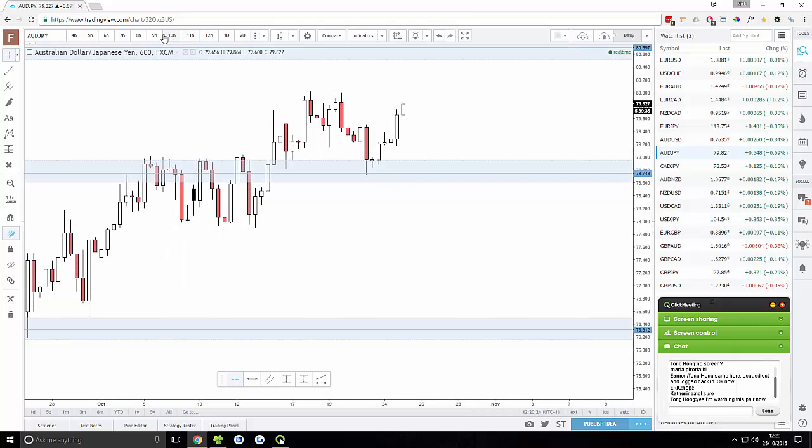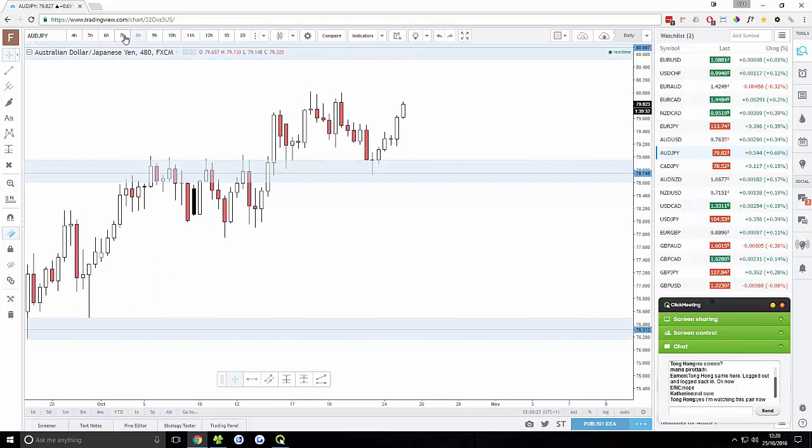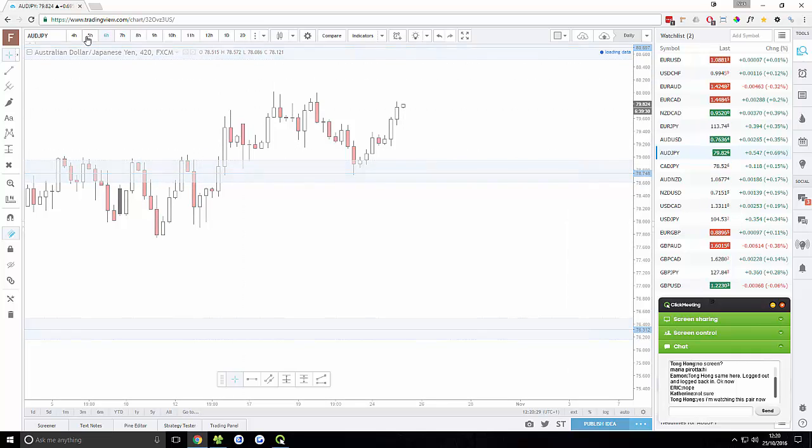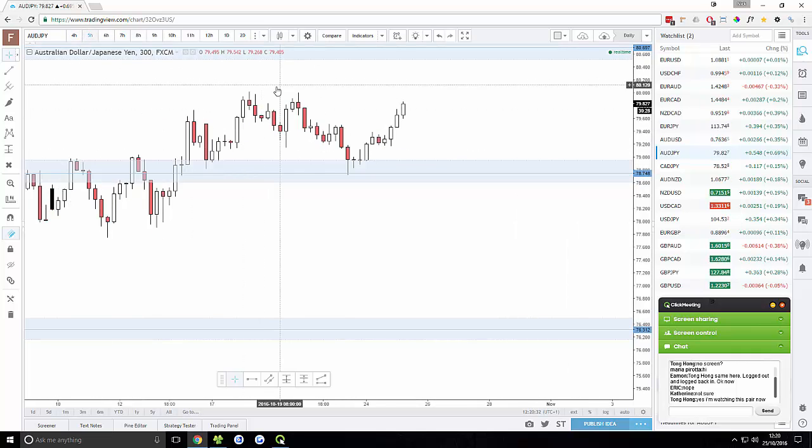Alright, let's look at AUD JPY, but that's not doing much. It was a decent reversal there last week. I'm not sure if you guys took that.